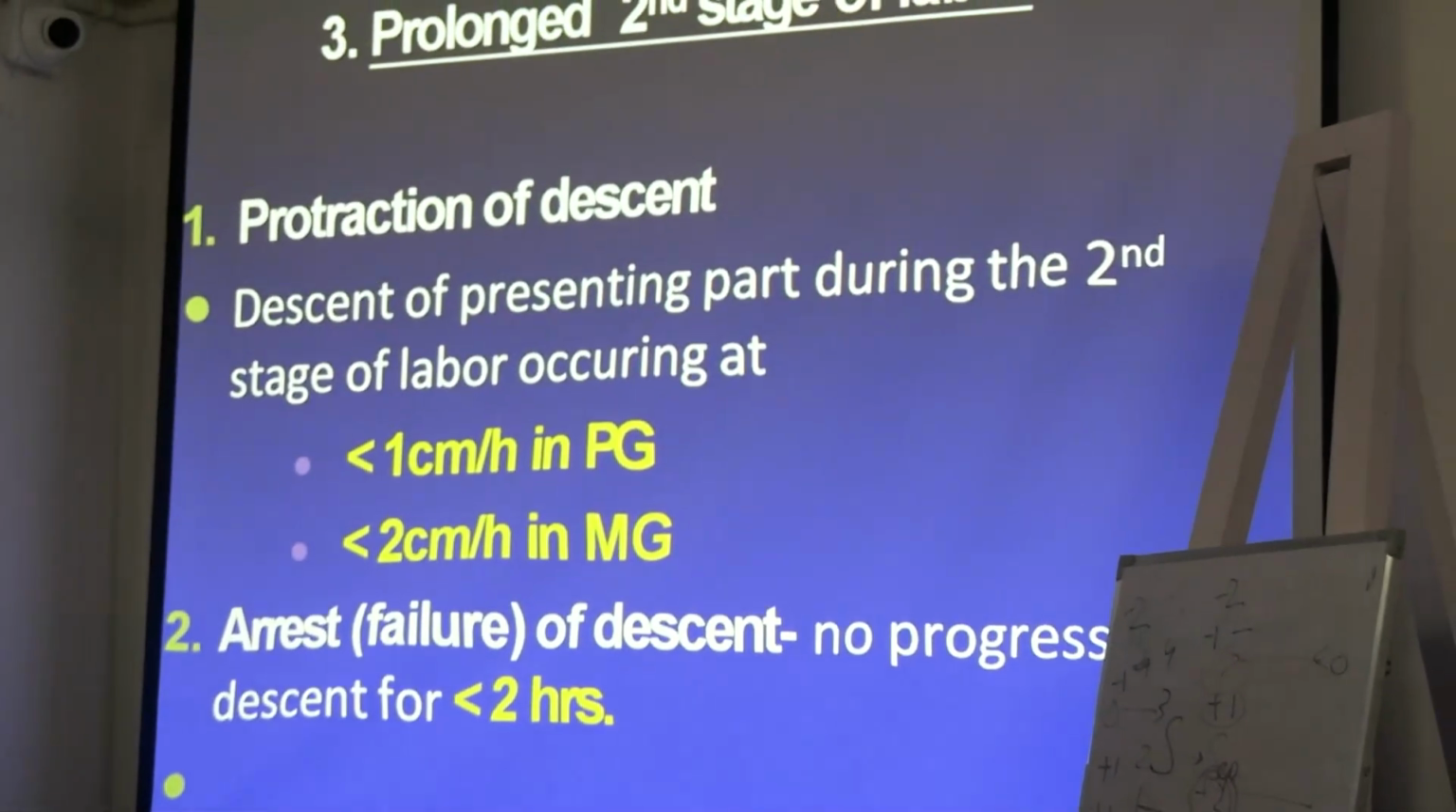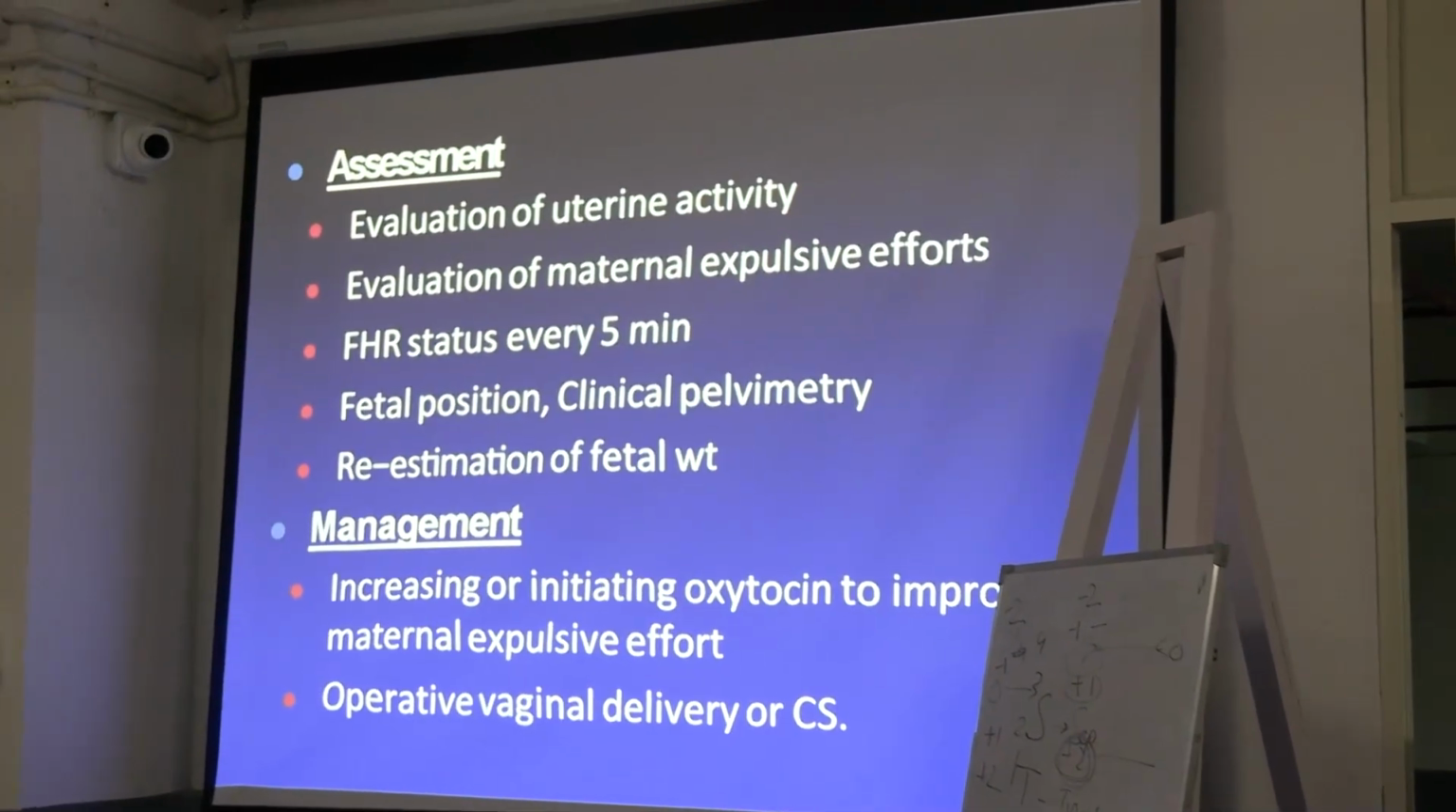What is protraction of descent? The descent is less than 1 centimeter per hour in primary gravida and less than 2 centimeter per hour in multigravida. What is arrest? If there is no progress of descent for 2 hours, more than 2 hours, not less than, more than 2 hours.